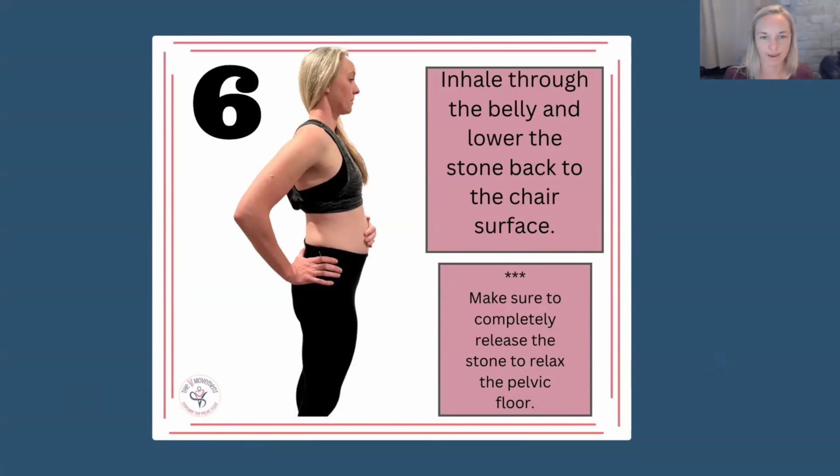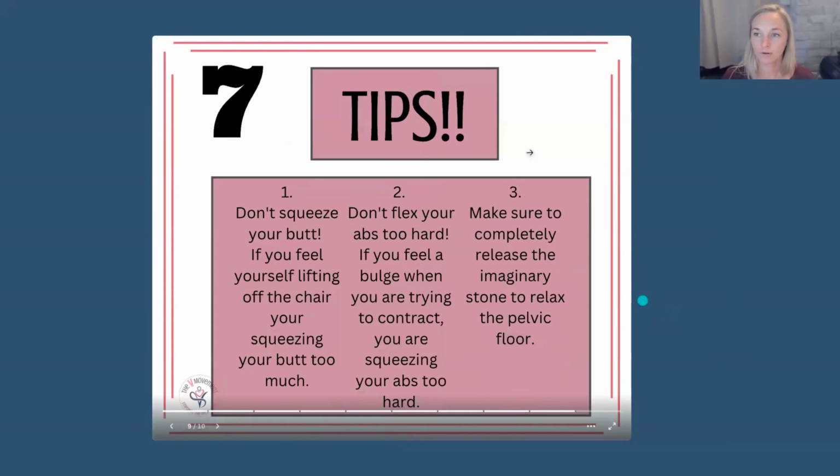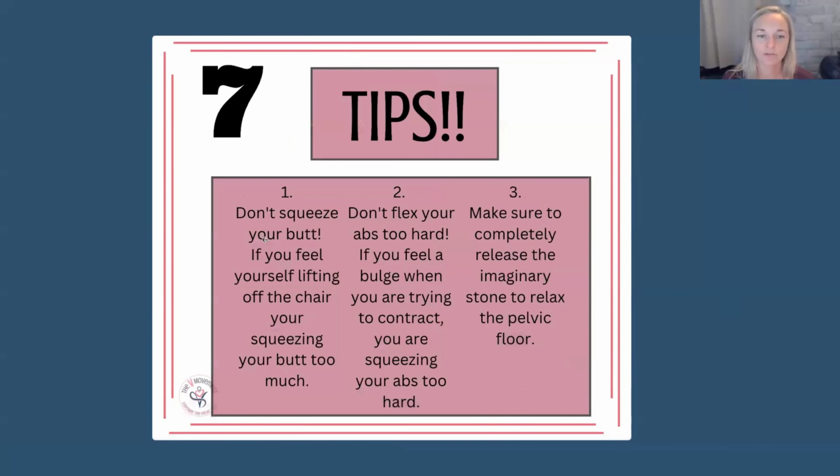So there's a lot of cues there. I will have the cueing and a little handout for you in the notes below so that you can read through it. A couple things to take note of. Try not to squeeze your butt. So if you feel yourself lifting off the chair when you're trying to do that contraction, you're doing that too much in the gluteal muscles. You want to just gently focus on that vaginal perineal area.